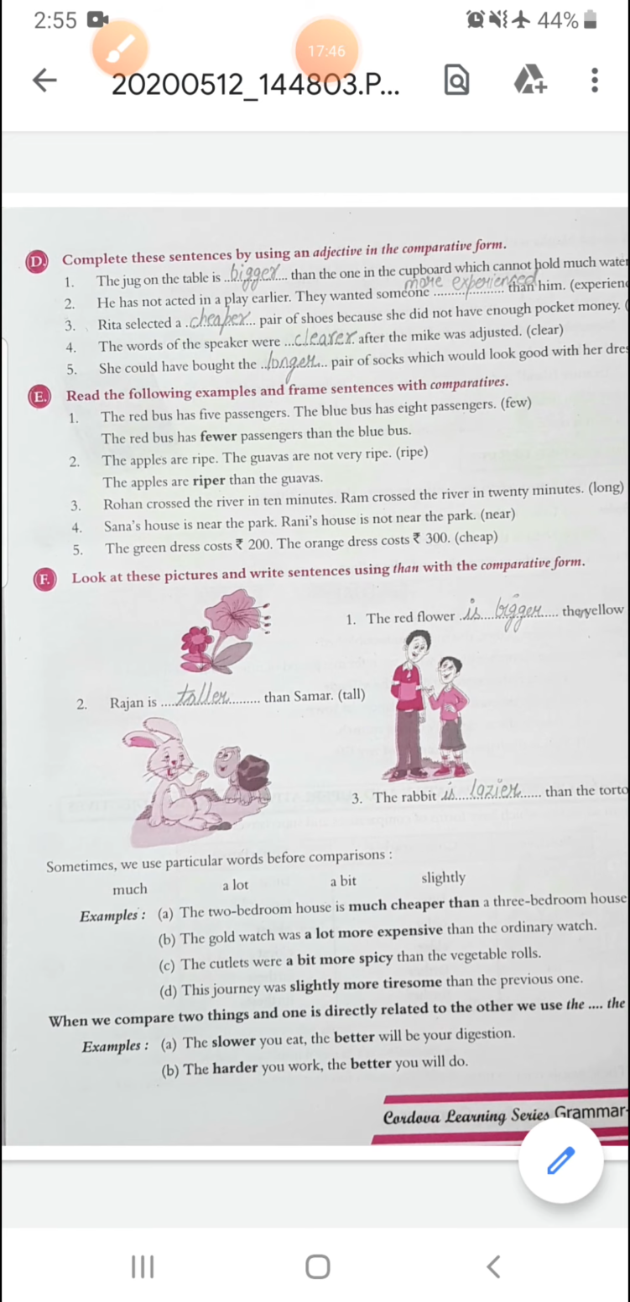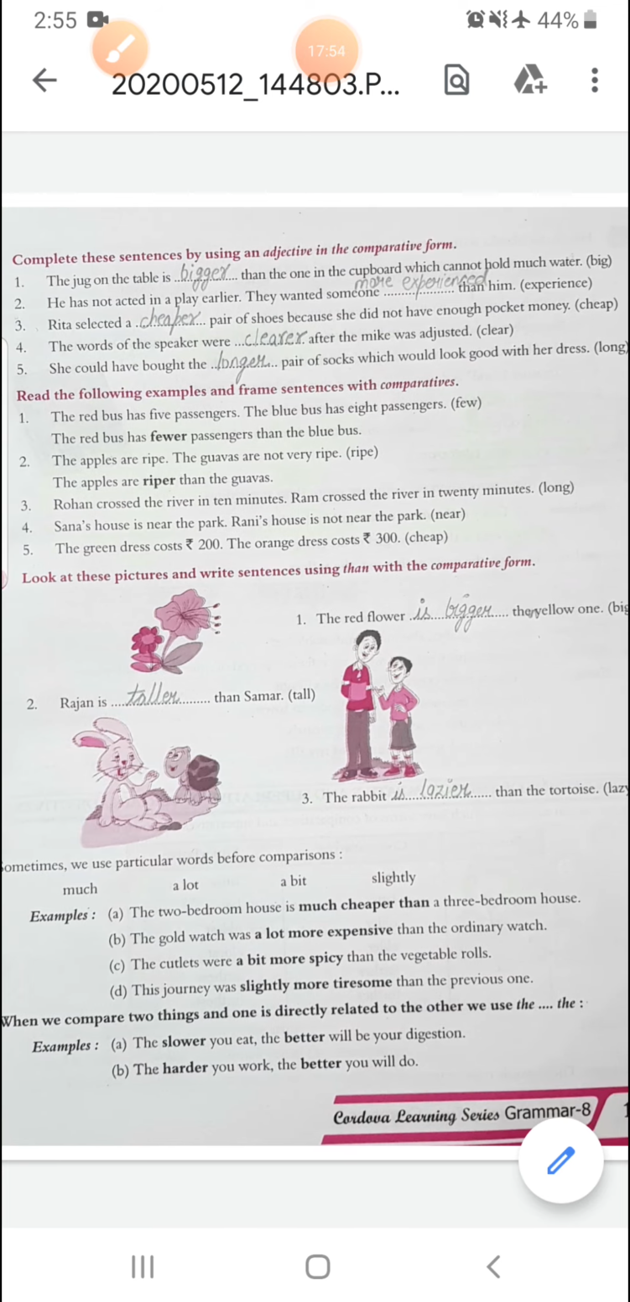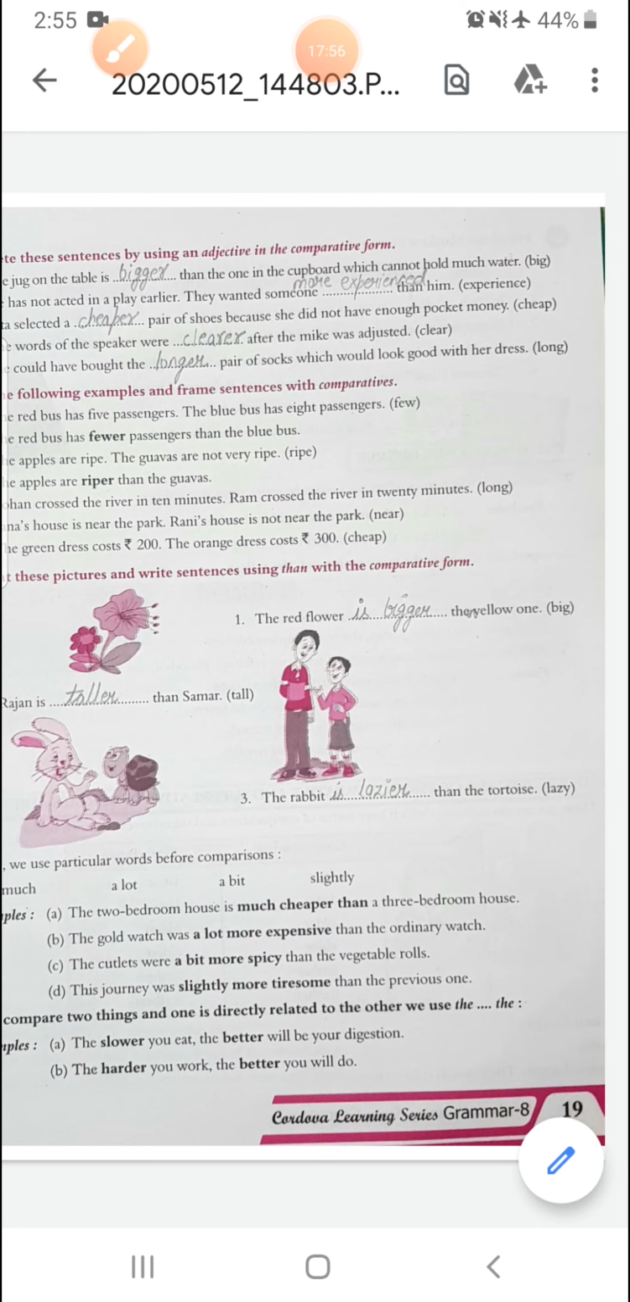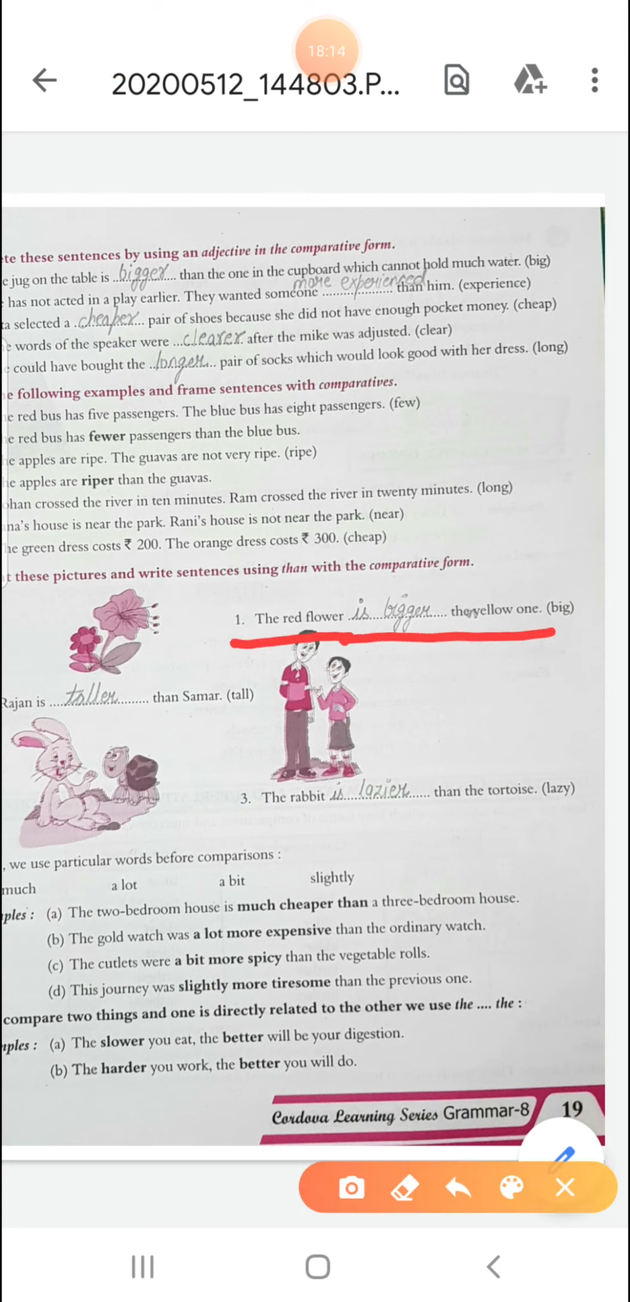This is exercise F. Again you have to use comparative forms of the words that are given in the bracket. Okay. See the first one and you have to see the image also. See, by these 2 we are not getting that actually the bigger one is in red color or not, but we are assuming that I think it's a hibiscus, so it is red in color. Okay, so see the first one. The red flower is bigger than yellow one. The word 'the' is written here. Please change it into 'than'.